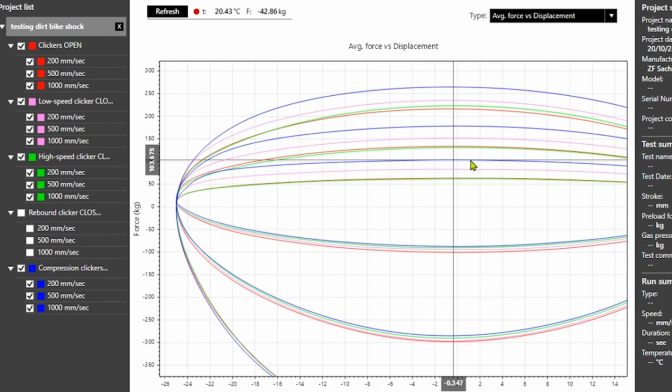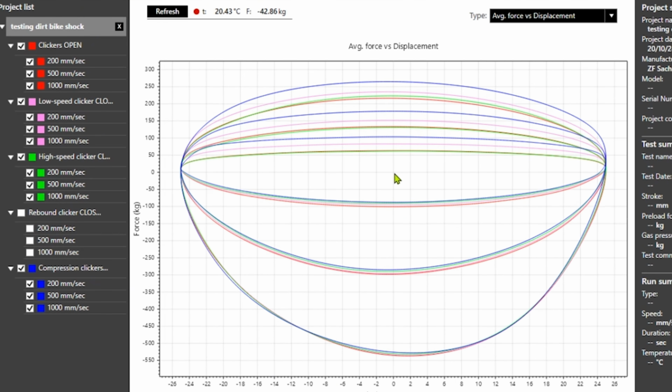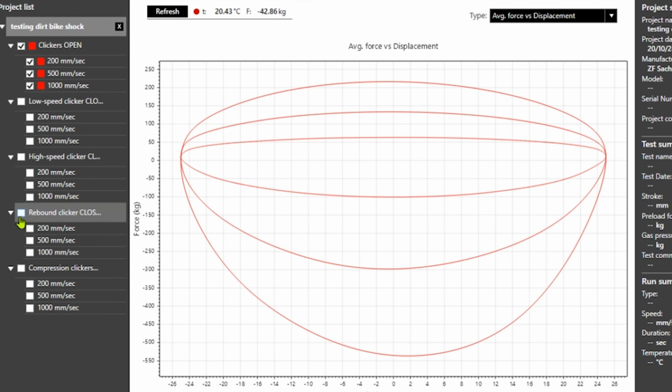What does this tell us about the shock? Well, it means that this shock's high-speed adjuster is quite sensitive to how the low-speed adjuster is set. It's not a bad thing in itself, it simply means that the damping generated by the high-speed adjuster is not necessarily linear according to the low-speed clicker. Some shocks are more linear than others depending on the configuration of the adjusters. And what about the rebound?